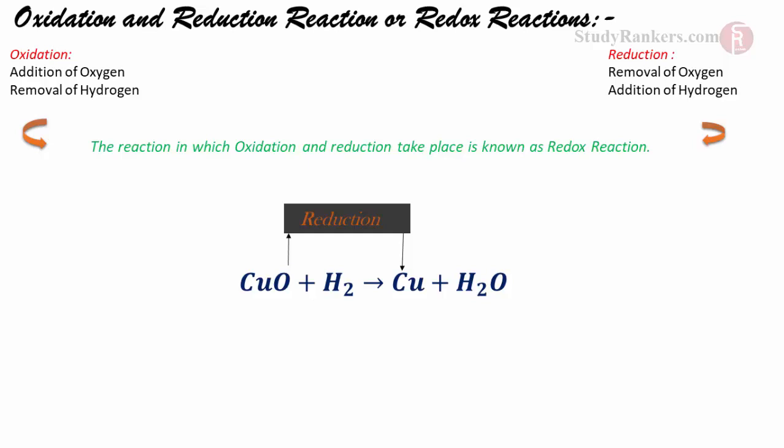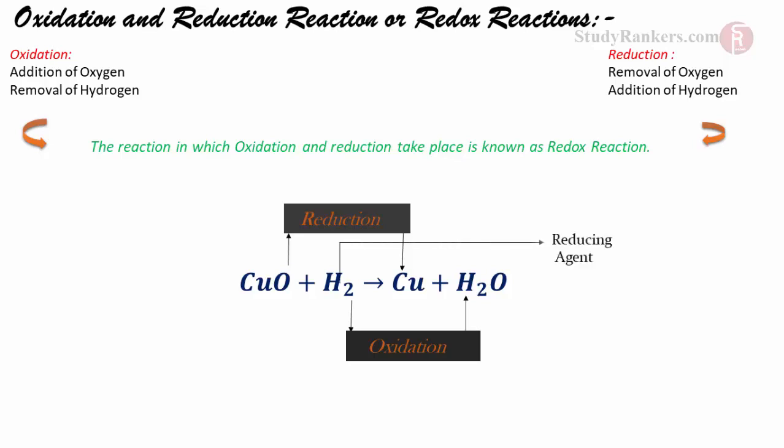Copper oxide has been reduced to copper. This process is called reduction. Hydrogen gas has been oxidized to water. This process is called oxidation. Hydrogen is here reducing agent as it has reduced copper oxide. Copper oxide is oxidizing agent as it has oxidized hydrogen gas.